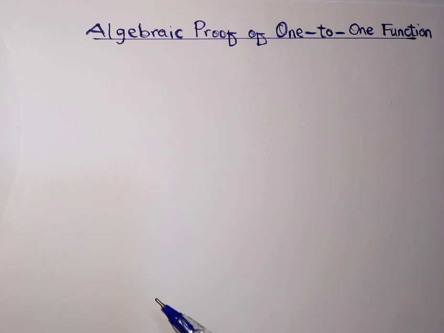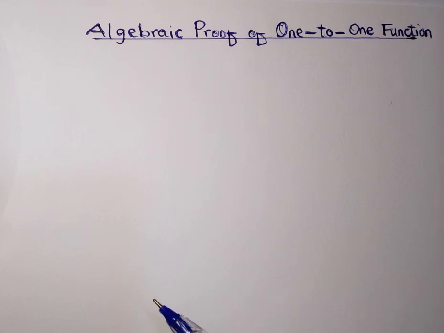This time, we are going to look at how we can prove algebraically what a one-to-one function is, and that is what we are going to do. All right, but in the first place, what is a one-to-one function? We have already talked about this.